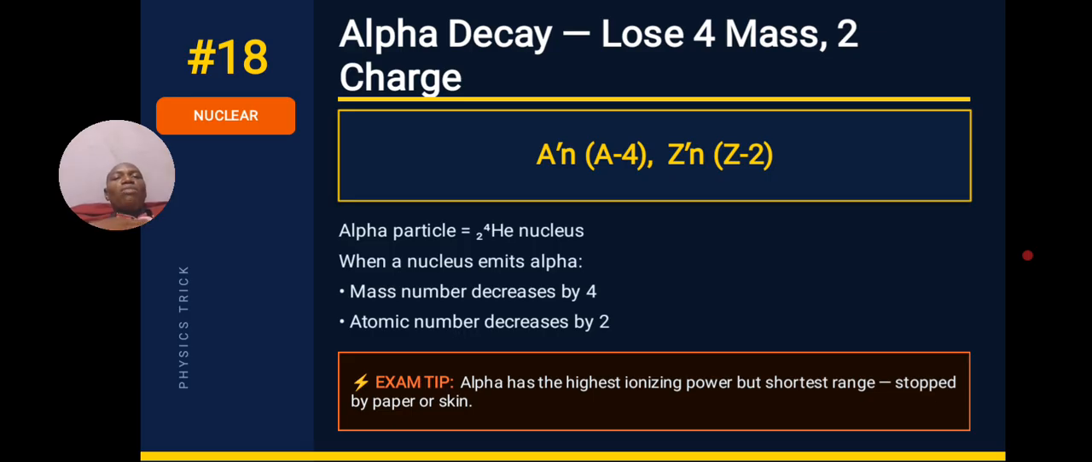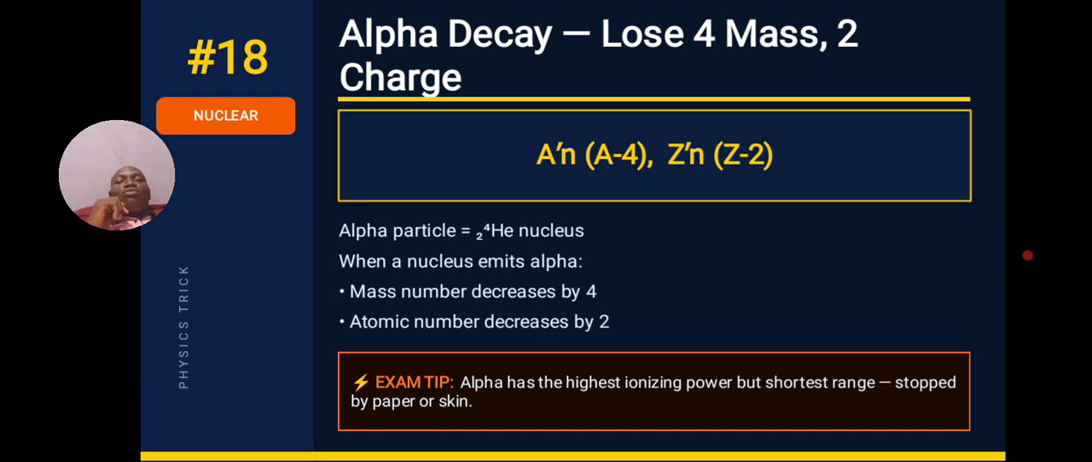Alright, so we talk about alpha decay still under nuclear physics. During radioactivity, 3 important emissions or radiations are emitted. We have alpha, beta, and gamma. The alpha decay is usually a helium atom that is released. So the mass number will decrease by 4 and the atomic number will decrease by 2.